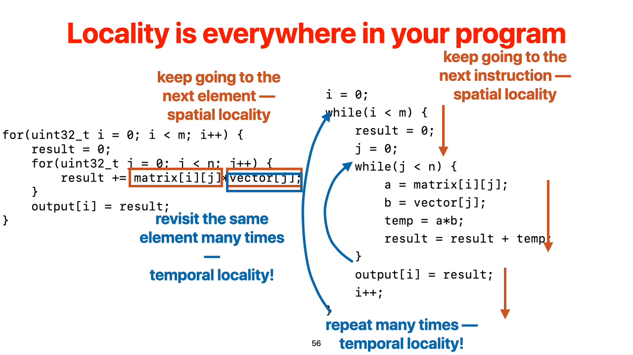And not only does the data have locality, your code also has locality. So if you look at the right-hand side, which represents the real x86 code implementation of the loop on the left-hand side, you will figure that out.